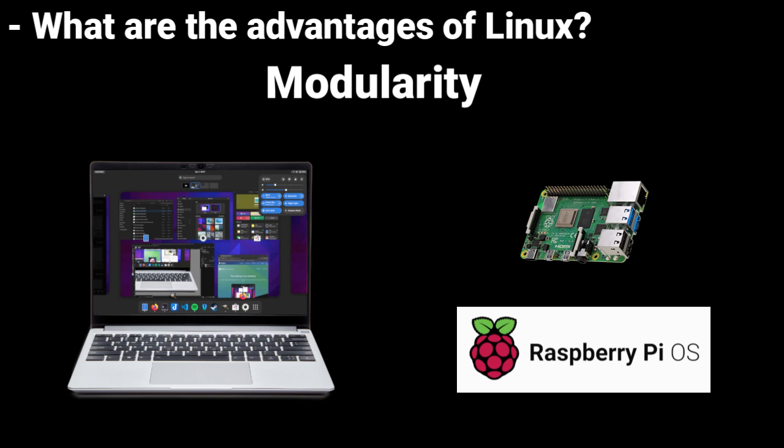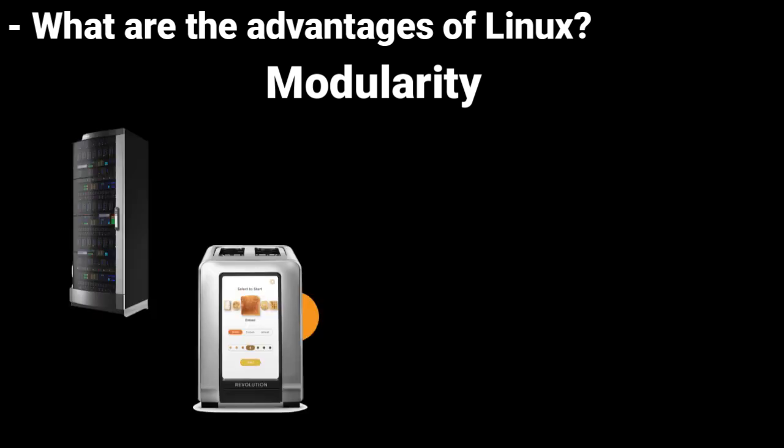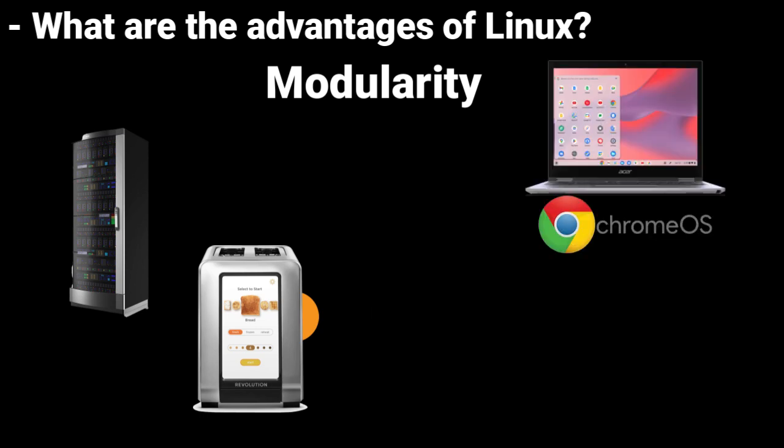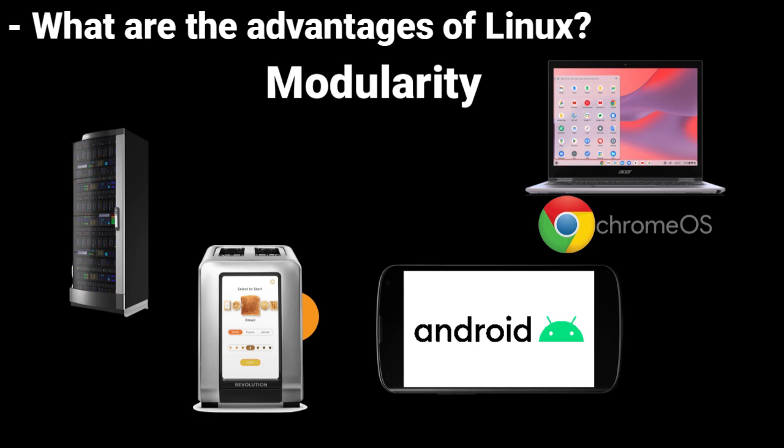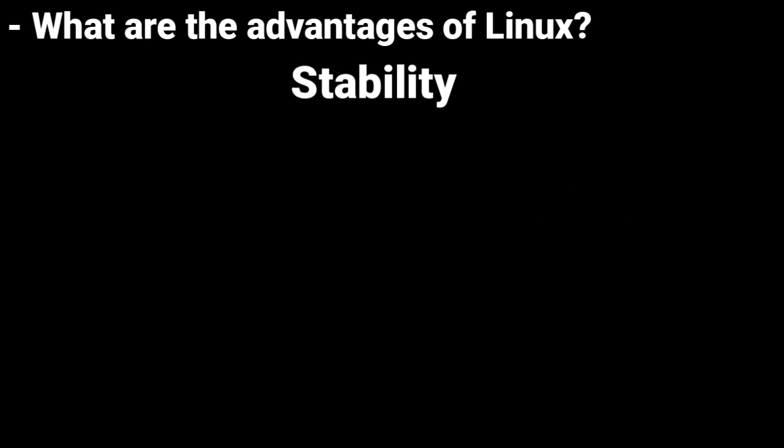This modularity of Linux might also be one of the reasons why we see Linux everywhere. From servers to smart toasters to the base of other operating systems like Chrome OS and Android. Another advantage, stability. Linux tends to be very stable, does not need to be restarted after short periods or when downloading some programs, and tends to have few slowdowns and freezes.